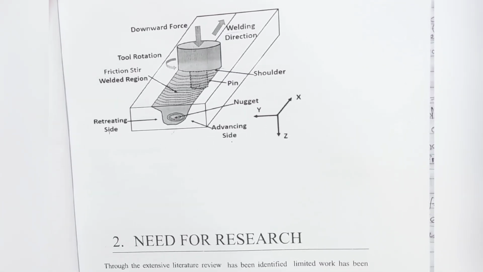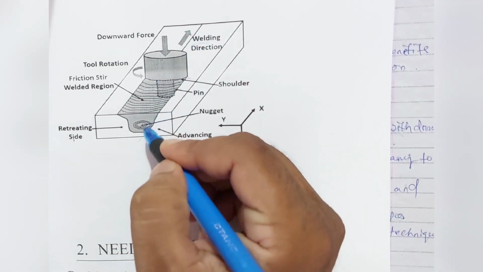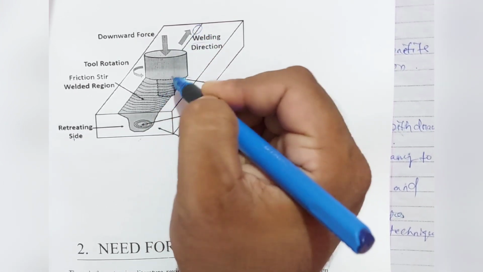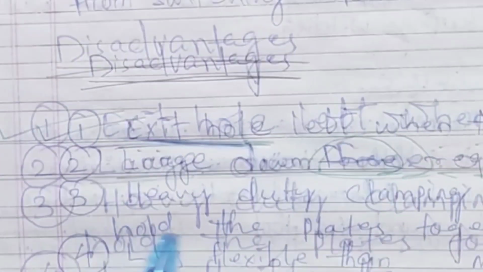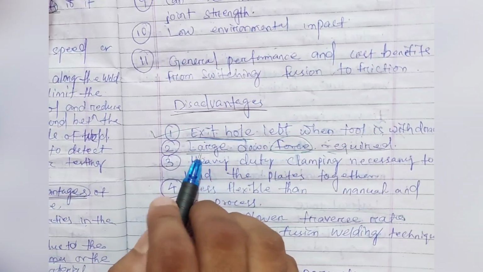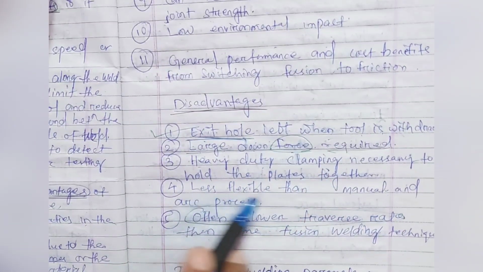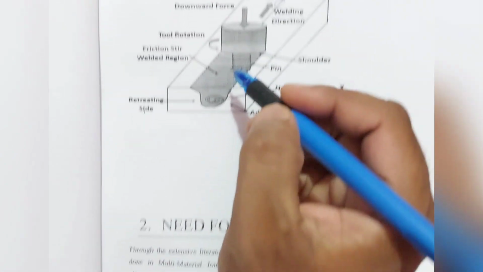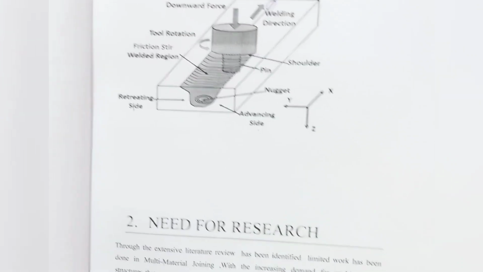So here you can see when it goes from here to here, an exit hole you will find here when the tool is lifted off. That's the defect of friction stir welding. Another is that a large downward force is required, heavy duty clamping is required, and it is less flexible than manual and arc welding processes होता है. Often a slower traverse rate, यहाँ पे आप देख सकते हैं जो कि ट्रावर्स रेट होता है, यहाँ से यहाँ तक जो टूल जाता है वो स्लोली जाता है. वो एक डिसएडवांटेज है फ्रिक्शन स्टर वेल्डिंग का.